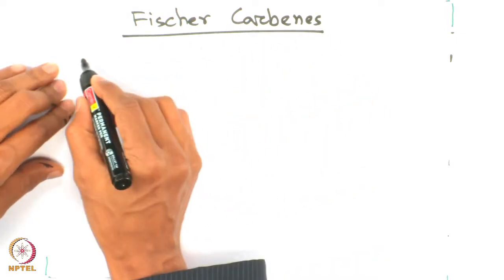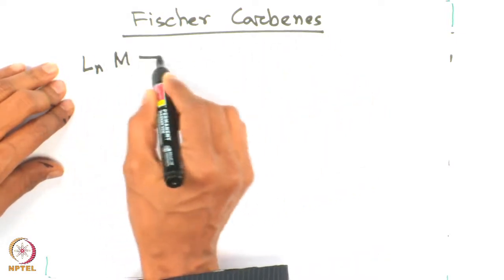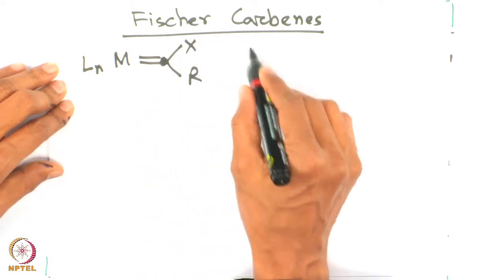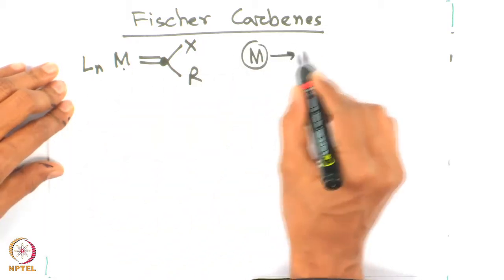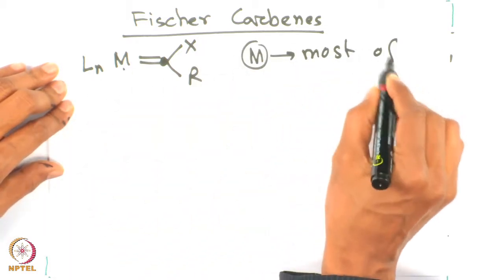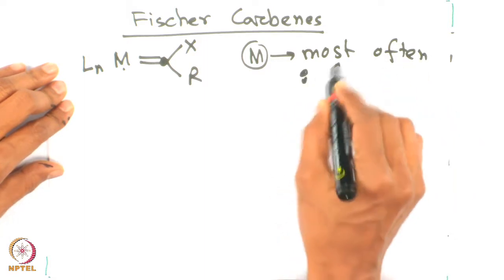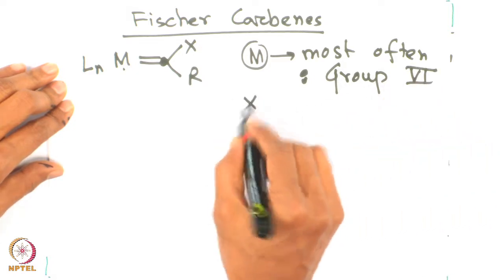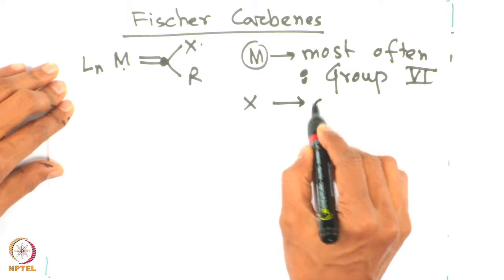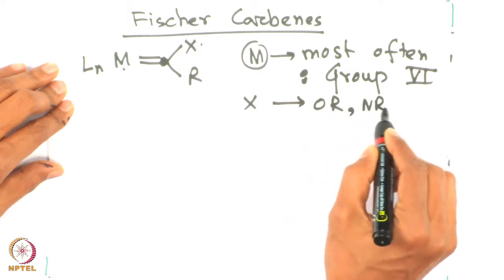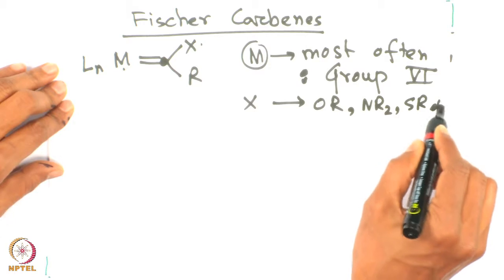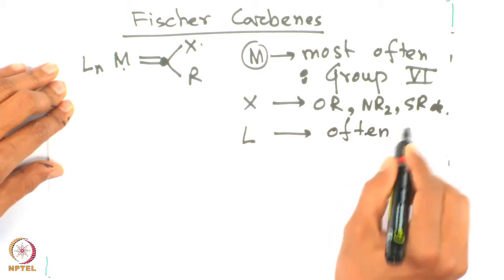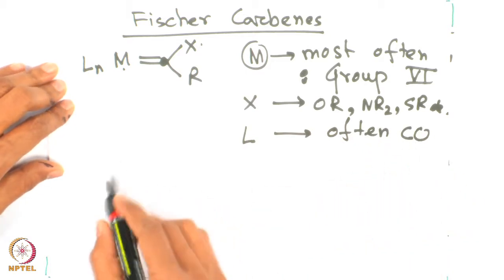Now, Fischer carbenes are the ones where you have a ligand L, metal M, and X and R, this is the carbene center. This M is most often, not always, but most often a group 6 metal. This X over here is usually alkoxide, NR2, SR, etc. Of course, L can often be CO, not necessarily always, but it is often CO.